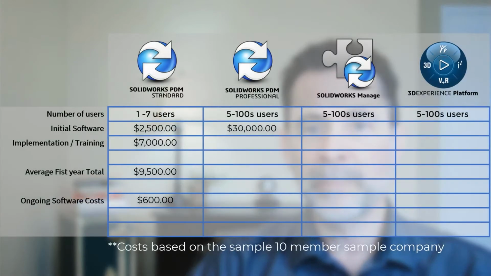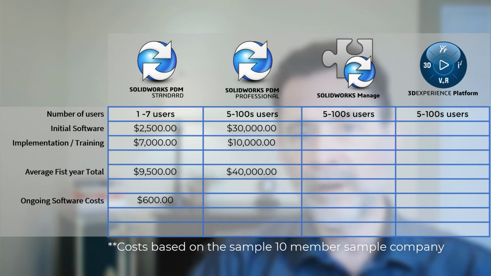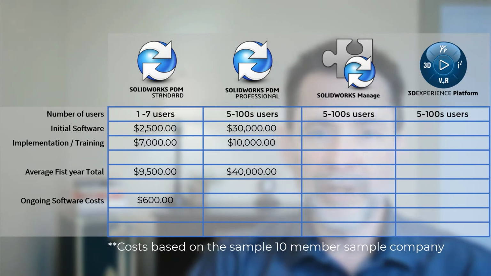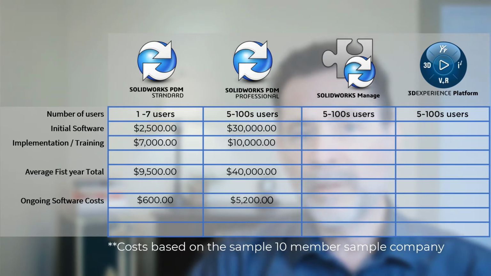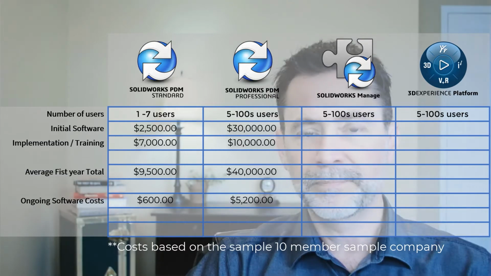PDM Professional has increased software costs as it is not included with your SOLIDWORKS Professional and Premium. Implementation and training costs are a little higher because now you are getting into multiple workflows and more file types and more automation. These services average around $10,000. The project cost would come in then around $40,000 for this team, with an annual software increase of $5,200 year over year.